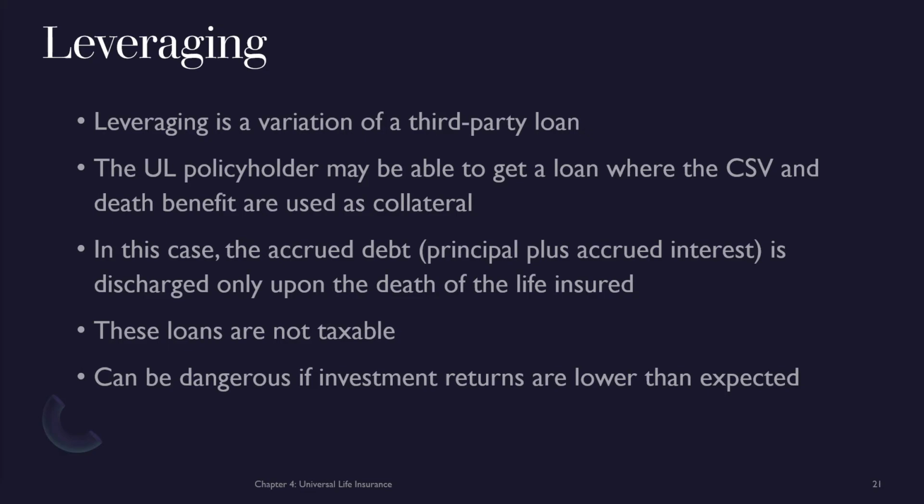And the last option is leveraging, and leveraging is a variation of a third-party loan. So the UL policyholder may be able to get a loan where the cash surrender value and death benefit are used as collateral. And in this case, the accrued debt, which is the principal plus accrued interest, is discharged only upon the death of the life insured.